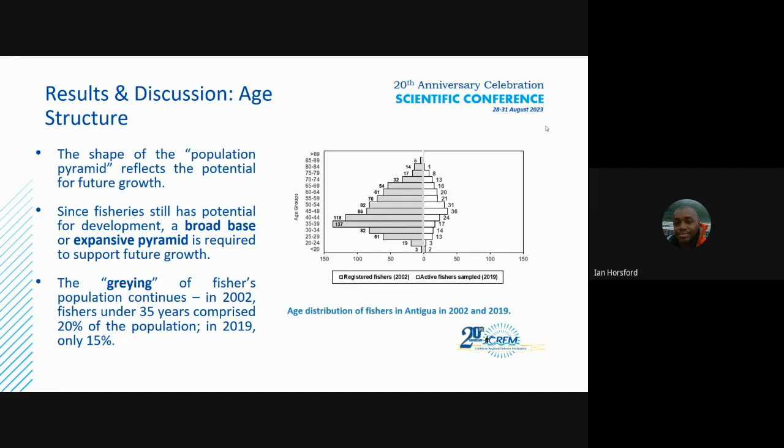Now, if you look at the population pyramid, given that the fisheries has potential for development in other areas, we would rather have an expansive base to support future development. What we have here is a population pyramid in which you would probably like to have, if for instance your fisheries was operating at its maximum sustainable yield, and you wanted very few young entrants, to actually maintain the population.